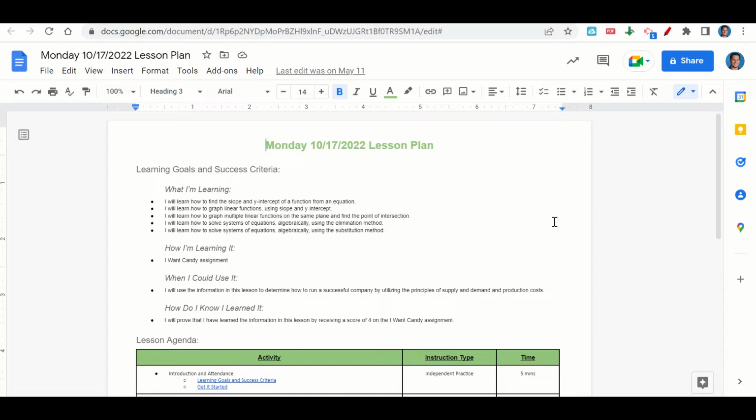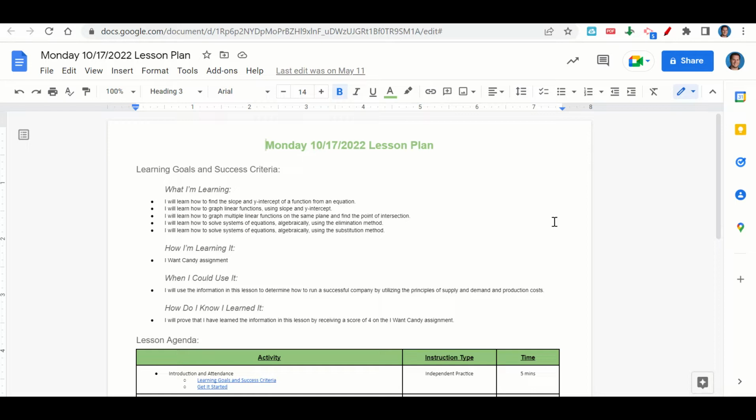using slope and y-intercept, how to graph multiple linear functions on the same plane and find the point of intersection, how to solve systems of equations algebraically using the elimination method, and how to solve systems of equations algebraically using the substitution method. How are we learning it?